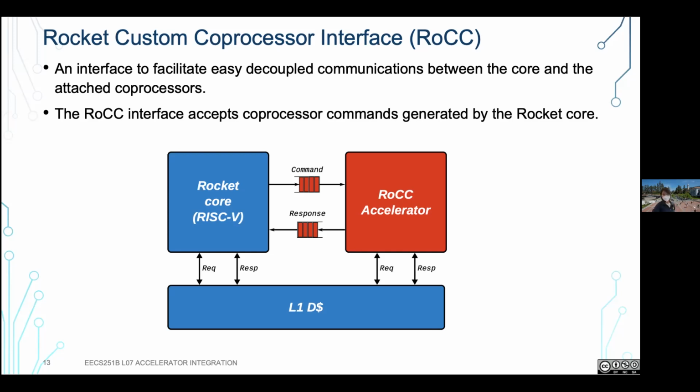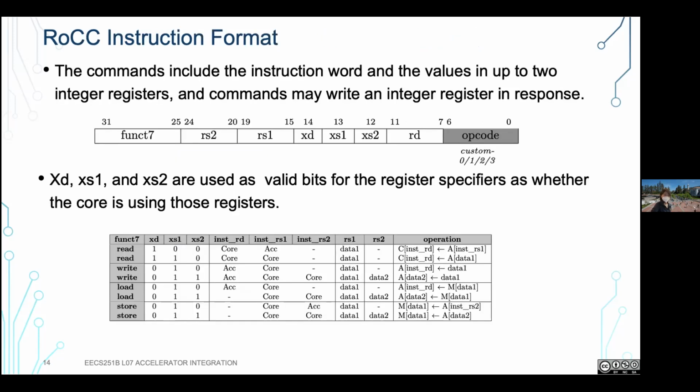So the RoCC interface is really good for a tightly coupled accelerator. We already hinted at that earlier, right? RoCC basically follows the RISC-V instruction format, but has a couple of special setups so that whenever the processor sees this instruction combination, these bit patterns, it knows this is a RoCC instruction. The format is actually very similar.